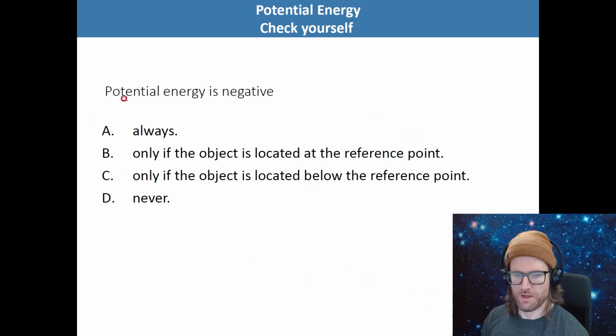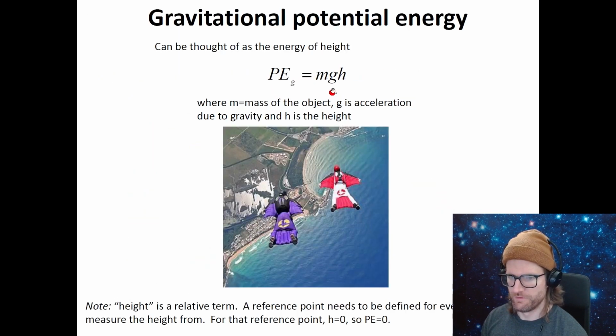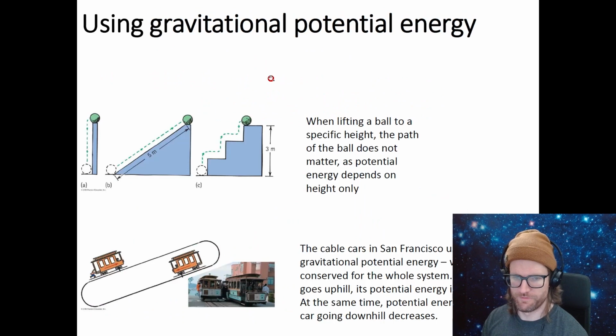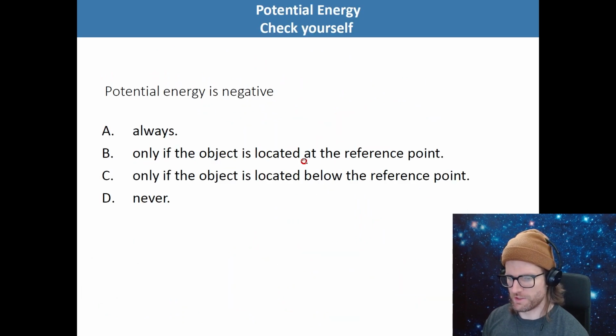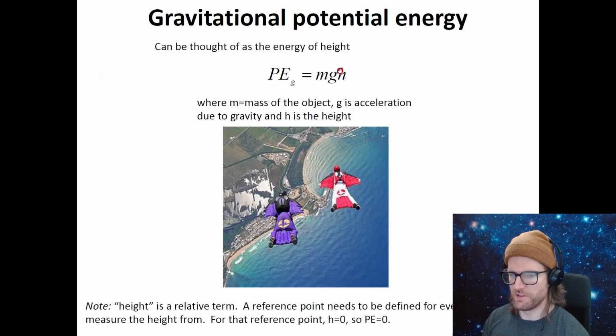Potential energy is negative, always. That doesn't sound right. If height is negative, then this will be negative, so not always. It's not only negative if the object is located at the reference point. If it's located at the reference point, then h is 0, so potential energy is 0. It's not negative there.